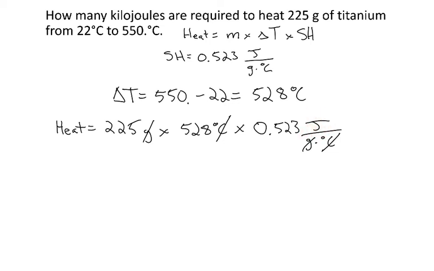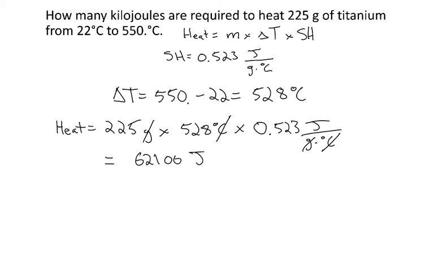So when I multiply all of that out, to three significant figures, since all three of the numbers I'm multiplying have three sig figs, my final answer should have three significant figures. So I get 62,100 joules as the amount of heat. Now, I have to be a little bit careful. My specific heat was in joules, so the heat that I get is in joules. This problem specifically asked me to report my answer in kilojoules, so I have to do one more unit conversion.